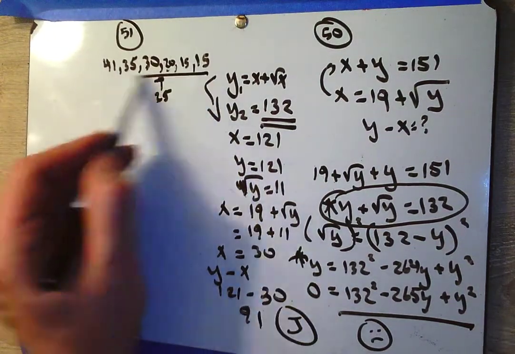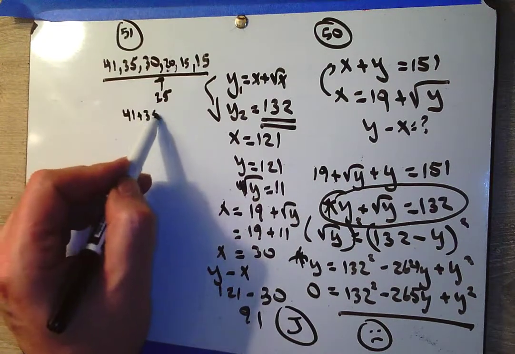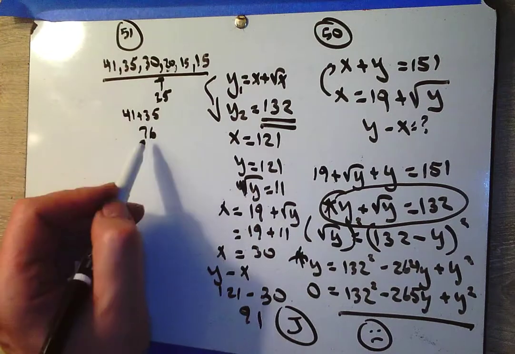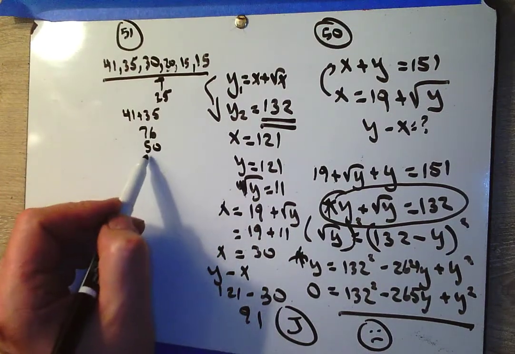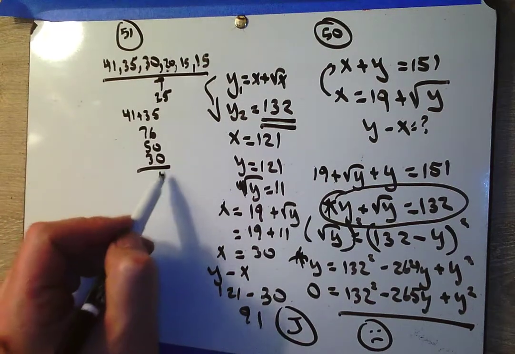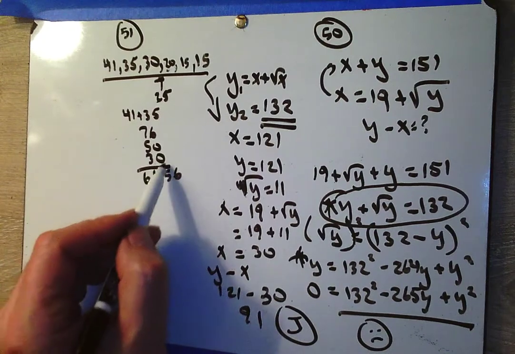So let's add up these numbers. 41 plus 35 is 76. 20 plus 30 is 50, and 15 plus 15 is 30. So I get 156 divided by 6 numbers. That goes in twice.